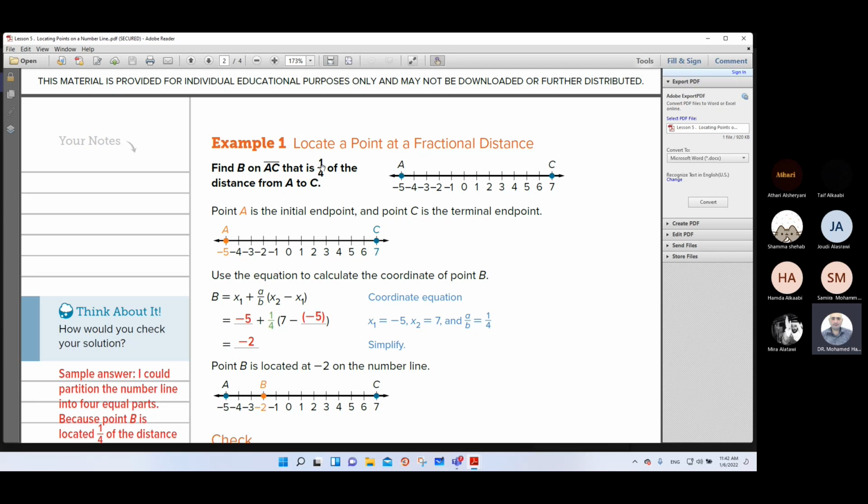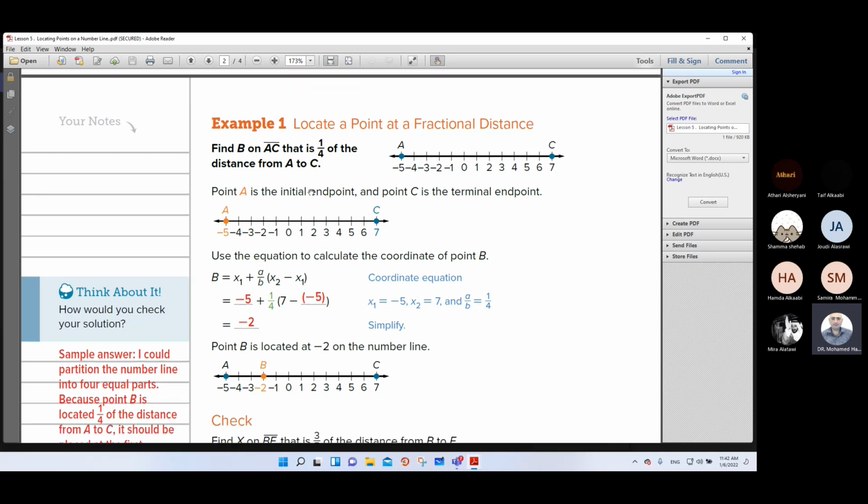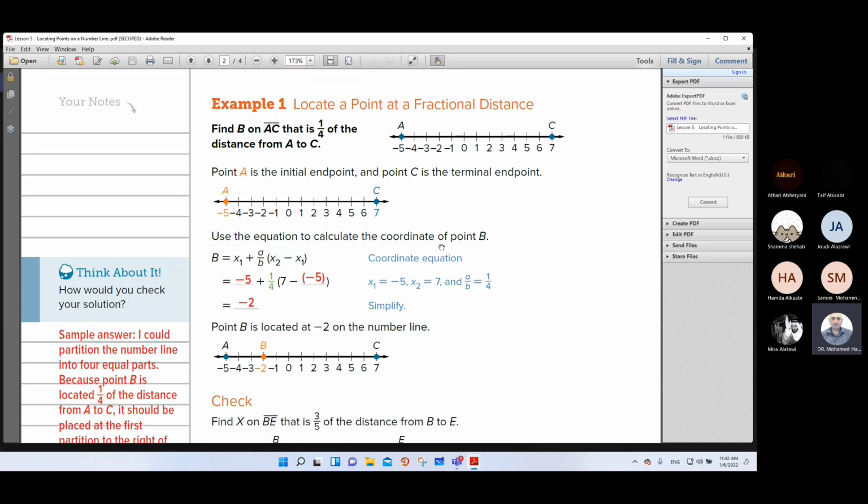This is A over B, here 1 over 4, 1 over 4 of the distance from A to C. But what do I do here? The point A is the initial endpoint, and the point C is the terminal endpoint. So use the equation to calculate the coordinate of point B. You must keep this equation. So, B equals x1 plus A over B multiplied by x2 minus x1.